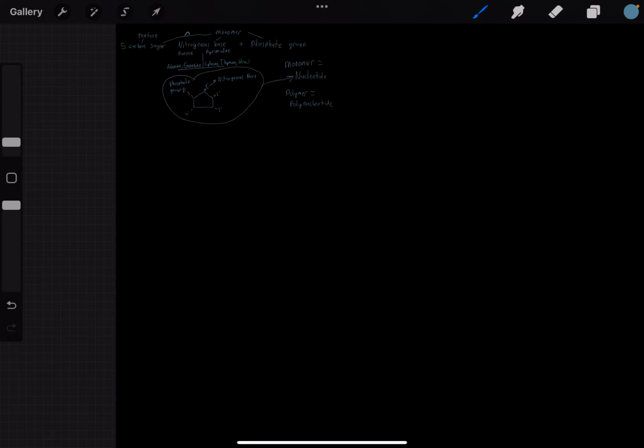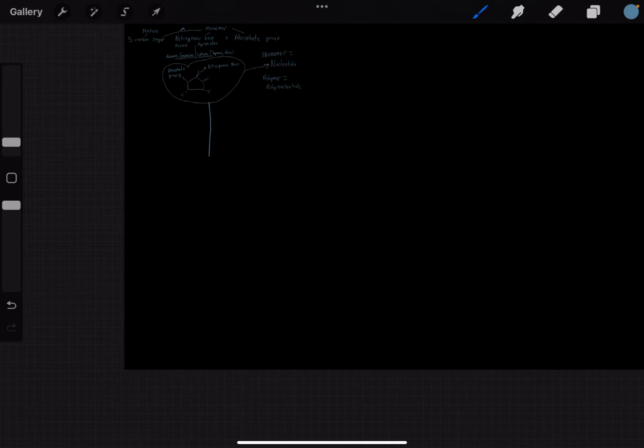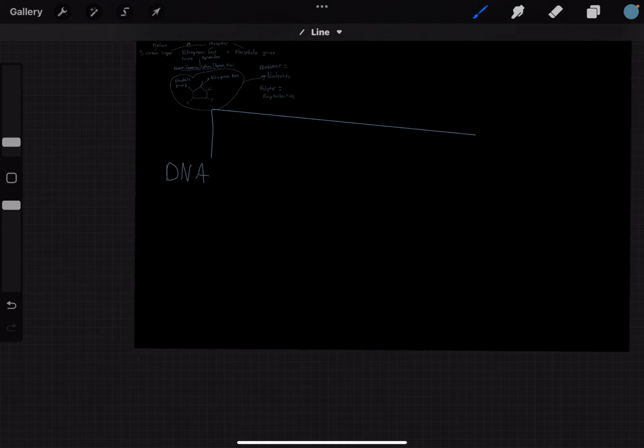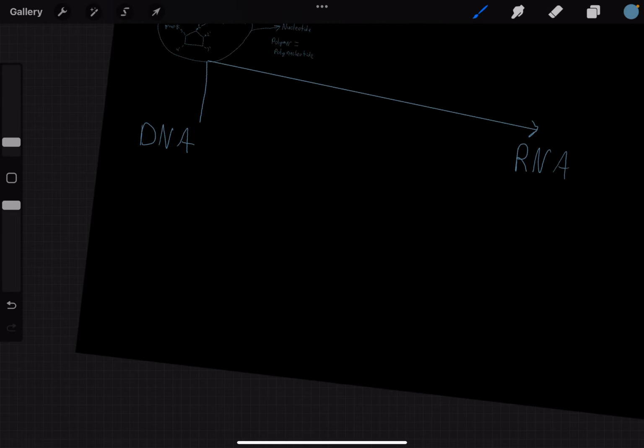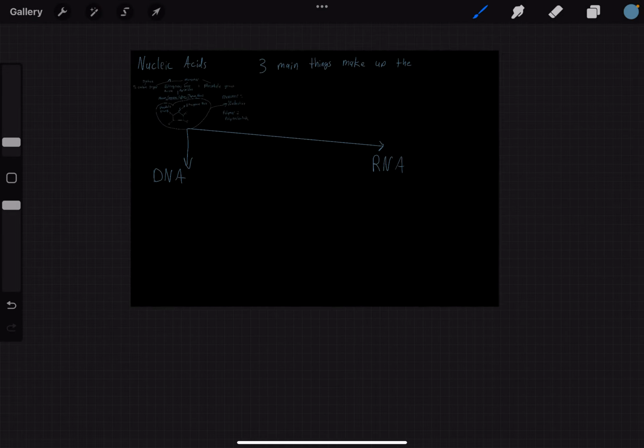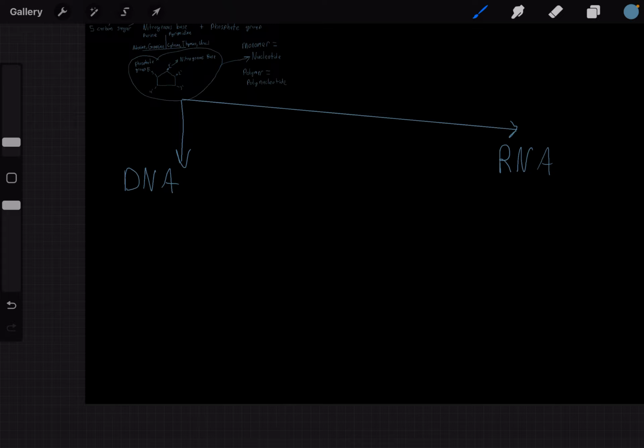We have our monomer, which we'll just take right here. We have DNA, and you have RNA, which we'll break up. So there are two different types of polymers, or polynucleotides. You have DNA and RNA, and they have somewhat different structures.